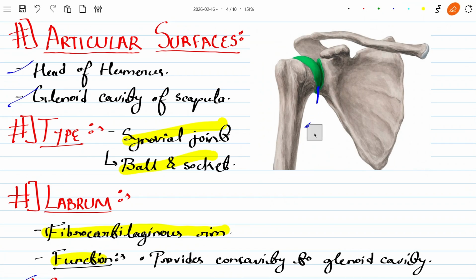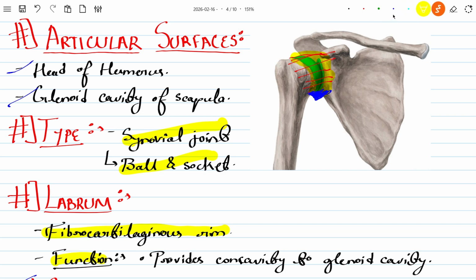So as you can see, imagine this is the capsule. There are multiple structures present which reinforce this capsule or the joint from the anterior, from the superior, and from the posterior aspect. But there is nothing present in the inferior aspect. So the inferior aspect is very loose, or we can say it is very prone to soft tissue injuries, as we have the axilla over here.